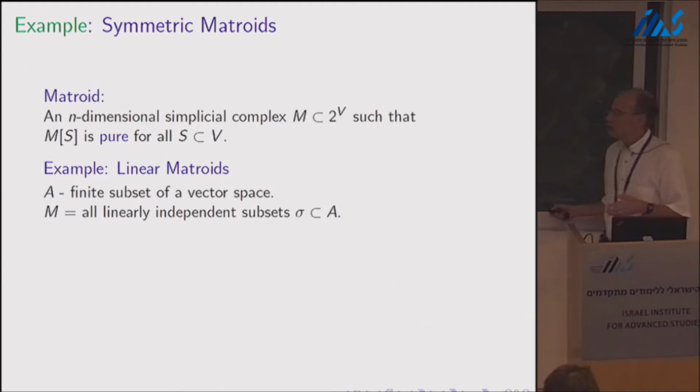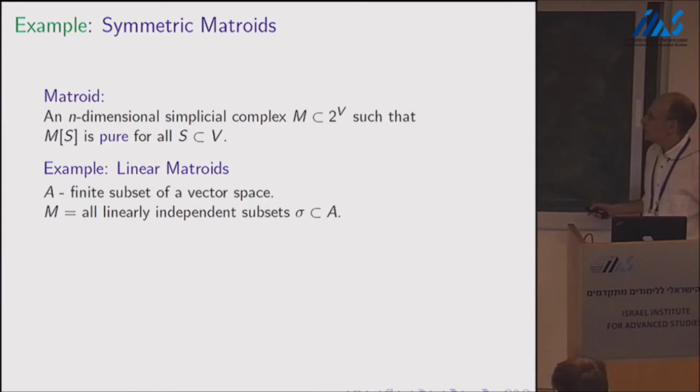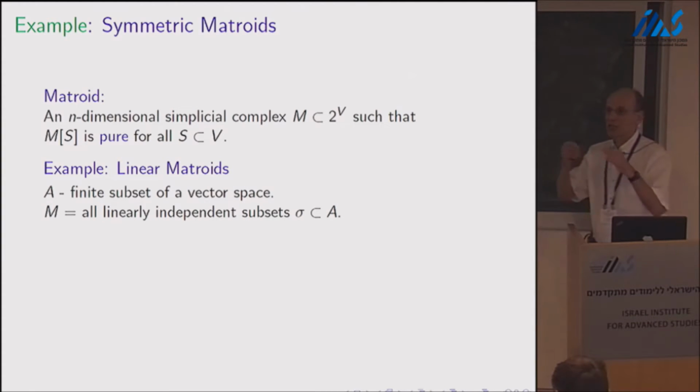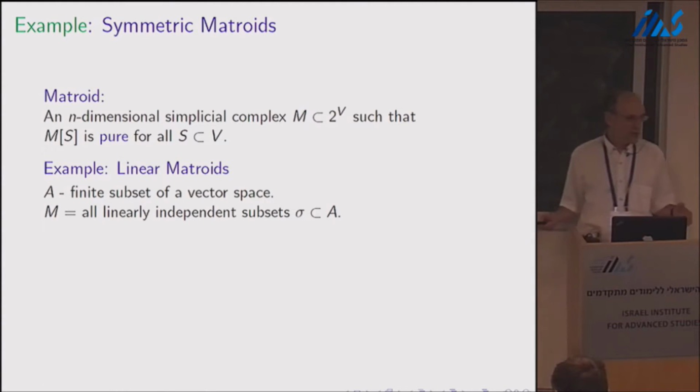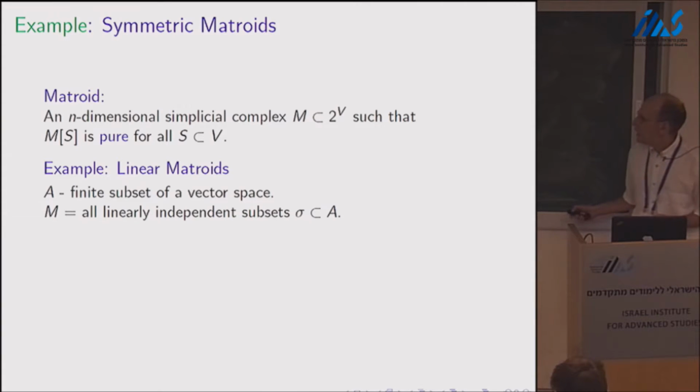Now, unless you know matroids, the best way to think of a matroid is by example. A matroid can be obtained as follows. Take just a subset A of a vector space. It could be an infinite vector space or a finite vector space, it doesn't matter. And take all the subsets that are linearly independent in A.